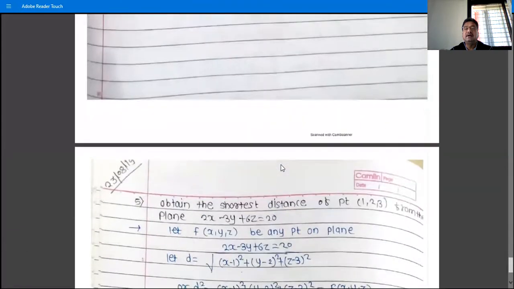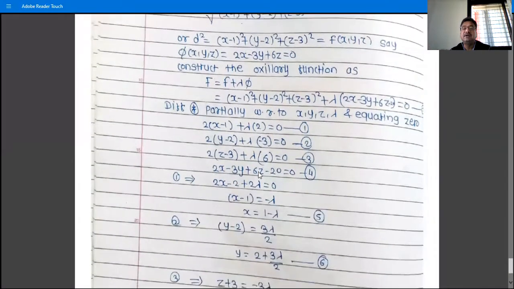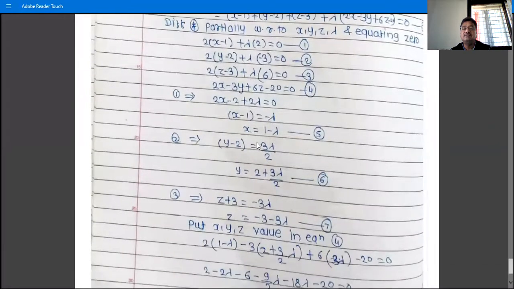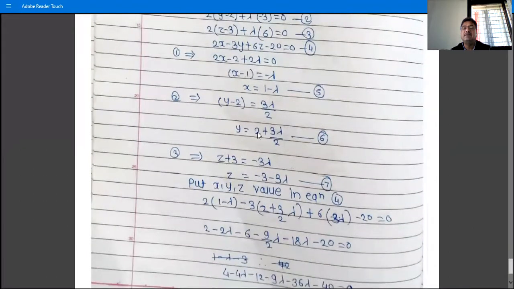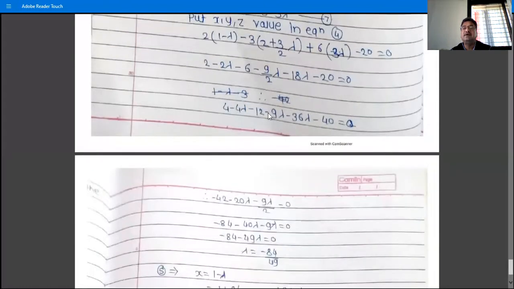Here is again the same answer of the same problem. So this point is 1, 2, 3. Then this is correct, that x, y, z is a point on the plane, and then the distance of that point on the plane, and we have to make this d minimum. That's why we square both sides, and then f of x, y, z, and then the auxiliary function, and yes, the procedure is correct now. From equation number 1 find the value of x, then y from equation number 2, and z from equation number 3, and then substitute in equation number 4.